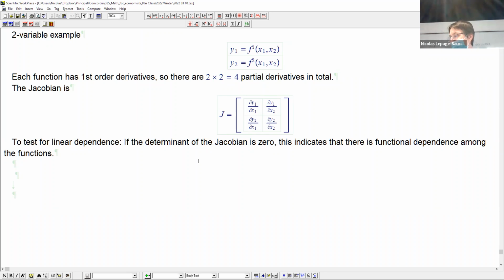Okay, let's do it for n variables. And by the way, for you to be able to compute the determinant of this, you need the same number of functions and the same number of variables.